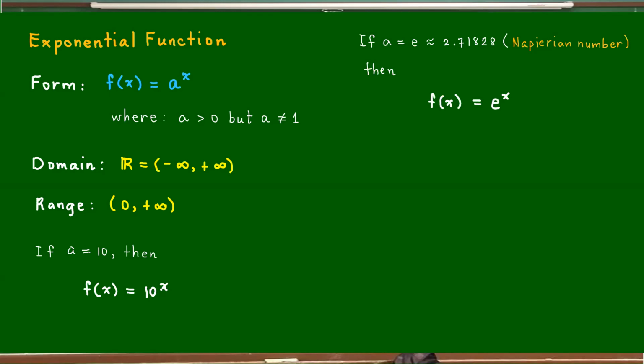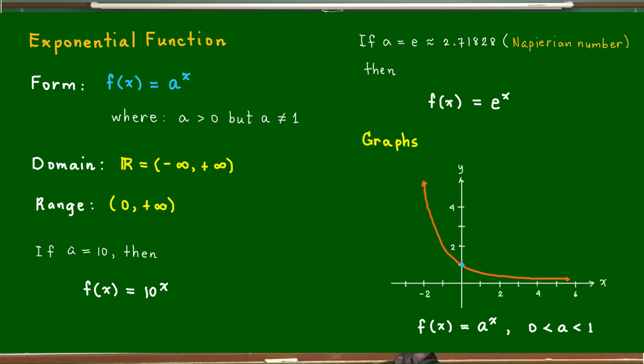What about the graphs of these functions? If you have f of x equals a to the x, and a is between 0 and 1, for instance, the base of the exponential function is 1/2, 1/3, 1/4, 3/5, as long as it is between 0 and 1, this is how the graph looks like, given by the orange.